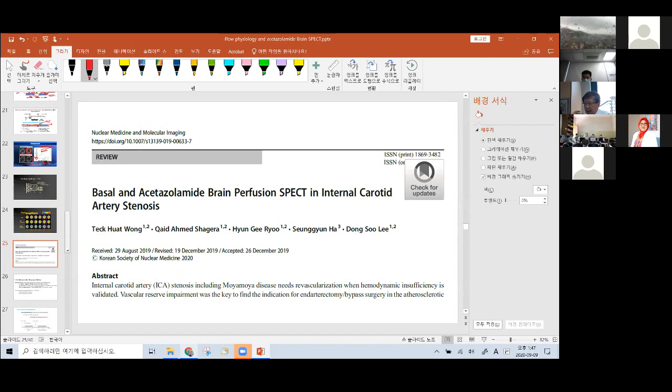Usually the STA-MCA, the superficial temporal artery, is relocated to the middle cerebral artery. That's the bypass surgery. Or recently endarterectomy or stenting for the neck internal carotid artery. We witnessed that kind of evolution of the surgical techniques, and we helped them use our technology for objective evaluation of their experience.